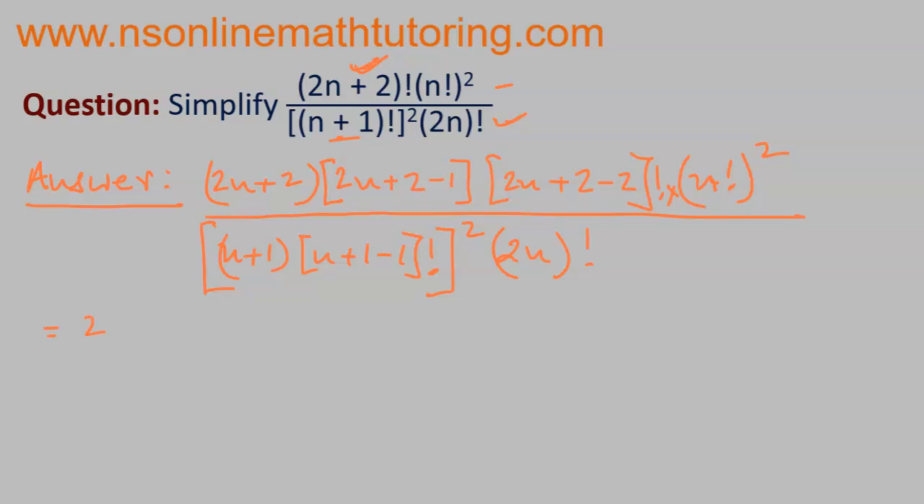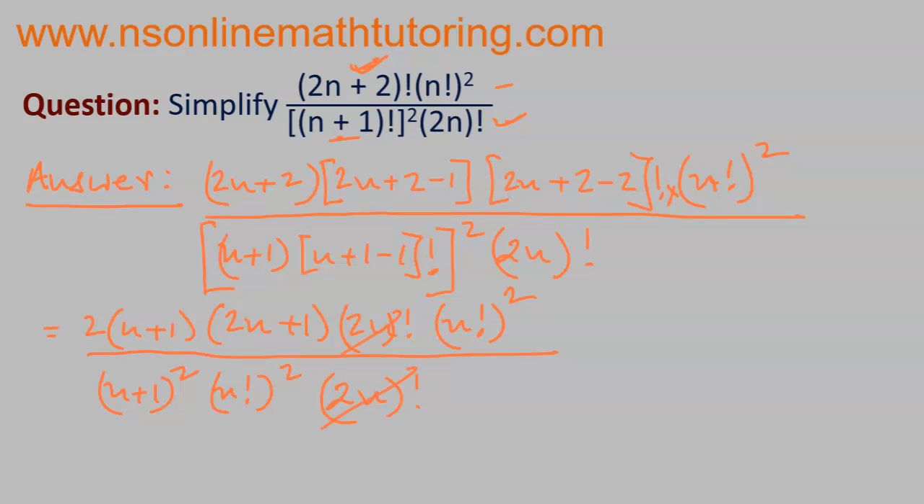Okay. So this is equal to, I can take out 2 as the common factor from 2n plus 2. You may keep it as it is also. Doesn't matter if you keep 2n plus 2 as it is. It's not mandatory that you have to take out this common factor 2. And this is 2n plus 1. Next, it is 2n factorial and n factorial whole square over n plus 1 whole square times n factorial whole square, and 2n factorial.